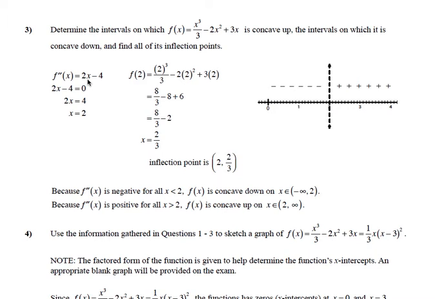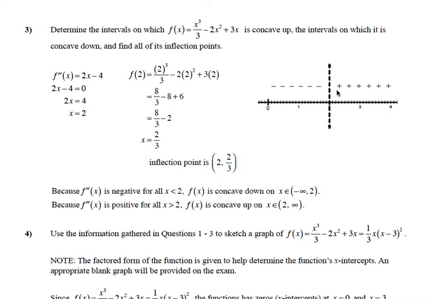Plug in 0 here, and 2 times 0 is 0 minus 4, so that's negative, and so that means that everywhere in this interval, the second derivative will be negative. And then if we choose, let's say, 3, well, we evaluate the second derivative at 3. 2 times 3 is 6. 6 minus 4 is 2. Positive 2, so the second derivative is going to be positive everywhere on this interval.